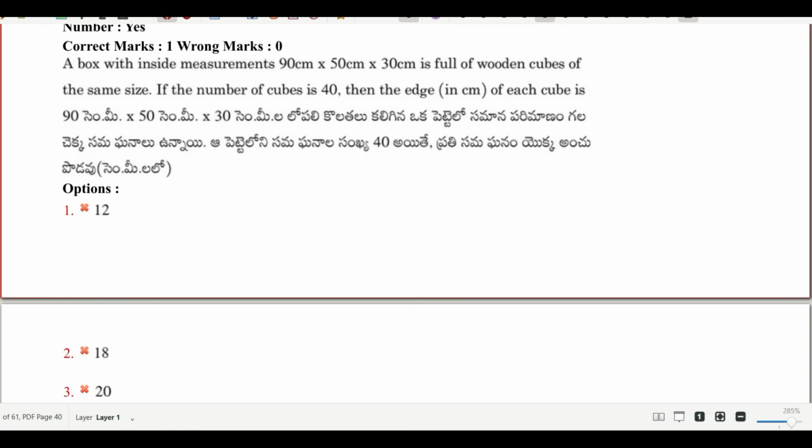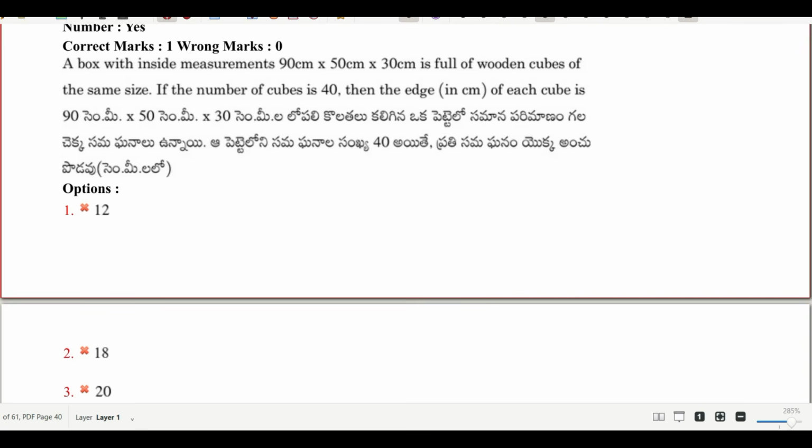The next question is that a box with inside measurements of 90 centimeters, 50 centimeters by 30 centimeters is full of wooden cubes of the same size. If the number of cubes is 40, then we are asked to find out each edge of this cube. This box is filled with small cubes.